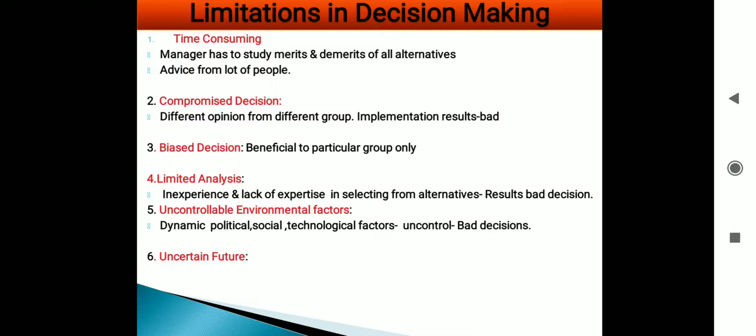Next is uncontrollable environmental factors. Normally the environmental factors are very much dynamic. That is, even the political factors, technological factors, everything is changing day by day. So that way also decisions can turn out to be bad. And definitely the future is uncertain, so that can also lead to bad decisions.